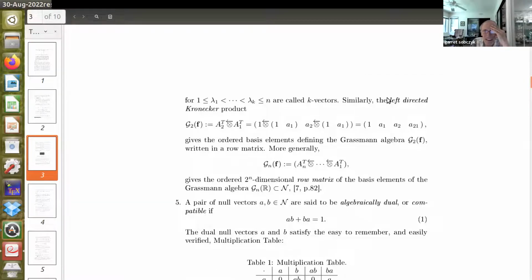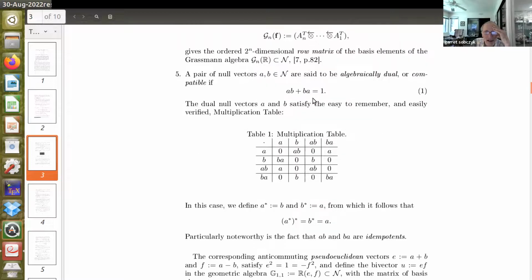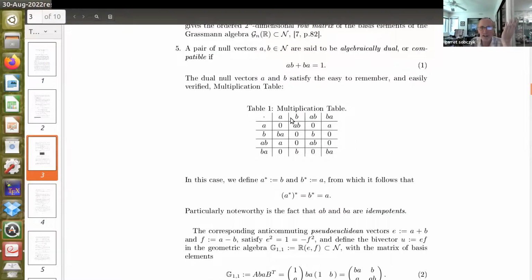And then we define the left-directed product the same way. I've added this step in here to help keep it straight. You can see the left product gives you 1, A1, A2, but reverses the order of the product of the basis elements. Then I introduced this table. That's the most simple case.